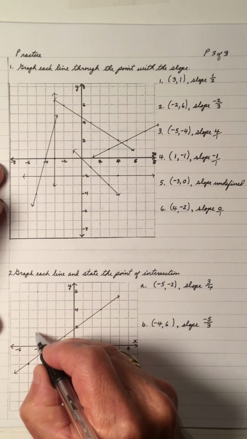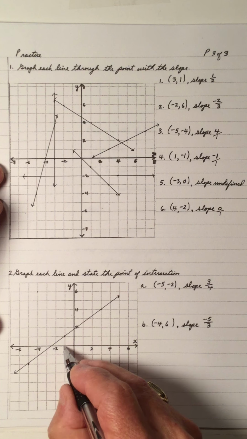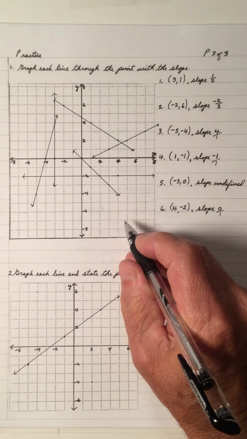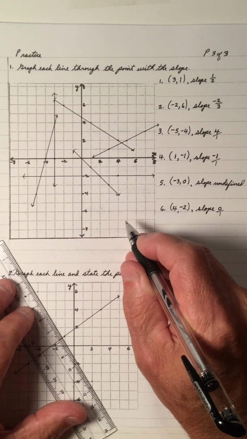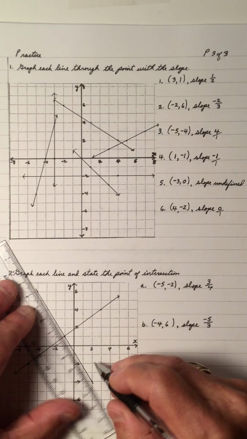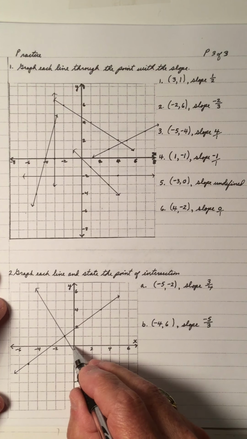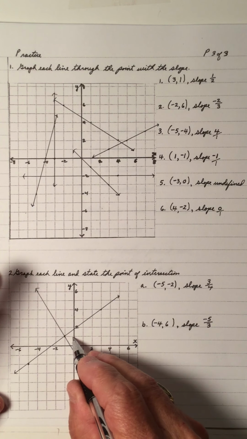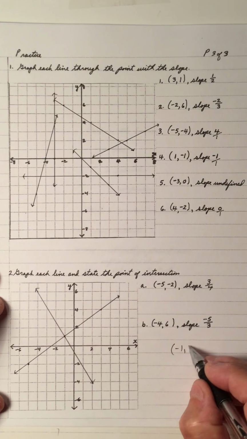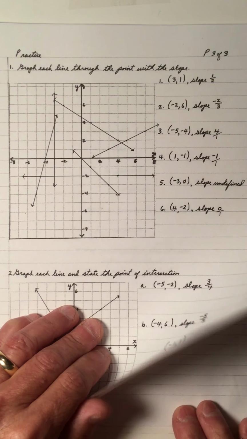Down 5, right 3. There's the point. Down 5, right 3. So draw the line through those points. And we can see where the point of intersection is. The point of intersection is right there. So x is -1 and y is 1. And so that's how you graph a line when you're given a slope and a point.